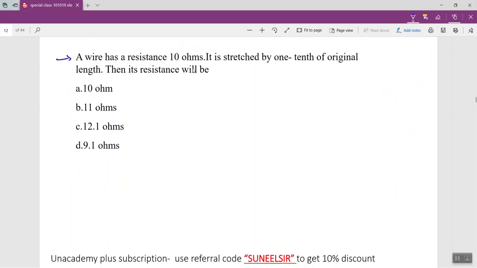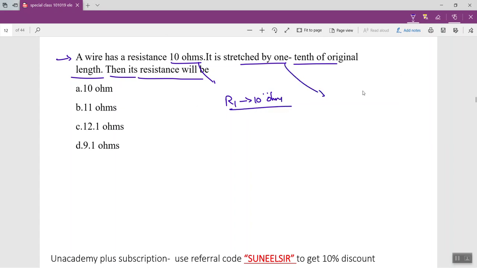A wire has a resistance of 10 ohms and it is stretched by 1/10 of its original length, then its resistance will be dash. They have given one resistance R1, let us take 10 ohms. If it is stretched by 1/10 of the original length, the length increases by 1/10. Initially we can take it as 10 meters. Stretched by 1/10, it will be 11 meters. So L1 is 10 meters, L2 is 11 meters, and L2 by L1 is 11 by 10.